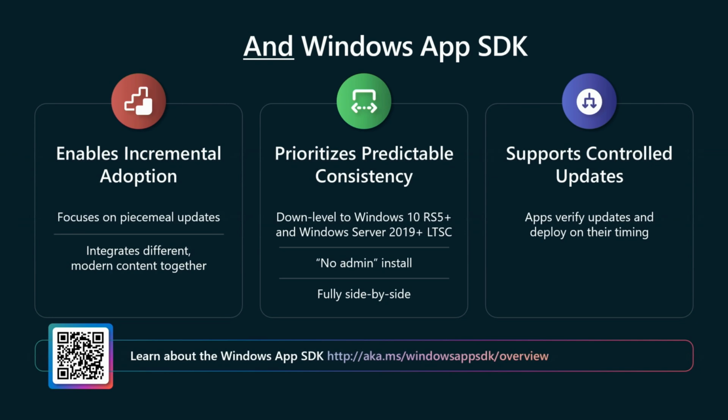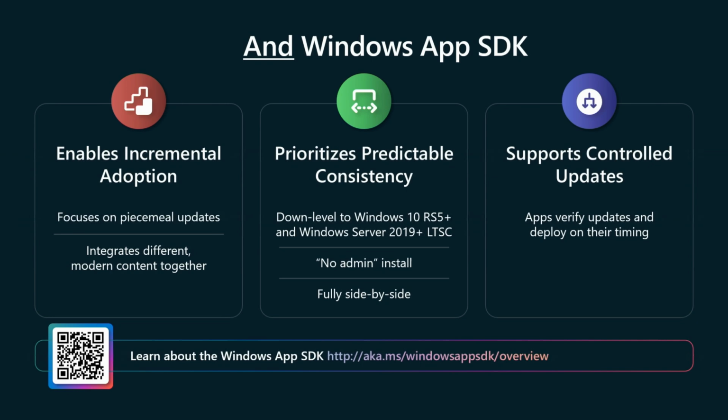And Windows App SDK prioritizes predictable consistency. This provides the latest Windows app functionality everywhere down level, all the way to Windows 10 RS5 and Server 2019, without any OS servicing, without IT admin updates, and is fully side-by-side. Windows App SDK also supports apps choosing the timing of when to update to a newer Windows App SDK release. Developers get a new Windows App SDK, they validate their app, and then they explicitly move forward.